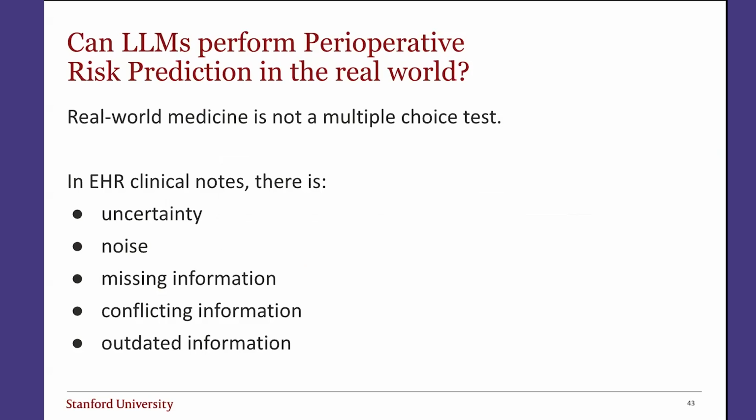In contrast, in MedQA, it's a multiple choice question, first of all, so you clearly define what the possible outcome space is. And then usually the question stem will give enough information that you can make the link to the correct outcome. But this is not the case with real world medicine. So we asked the question, can LLMs perform perioperative risk prediction in the real world?